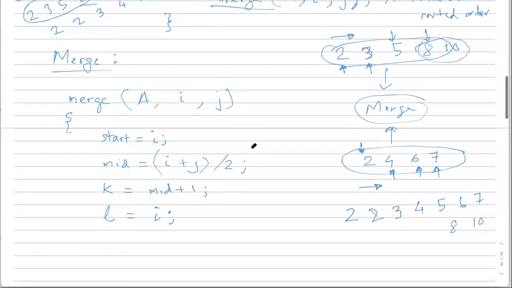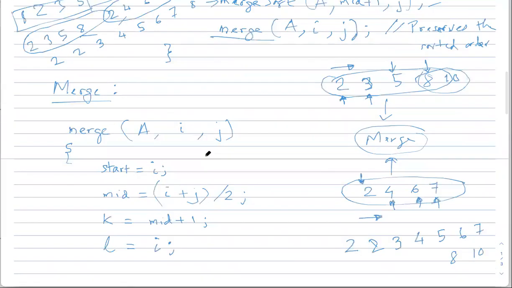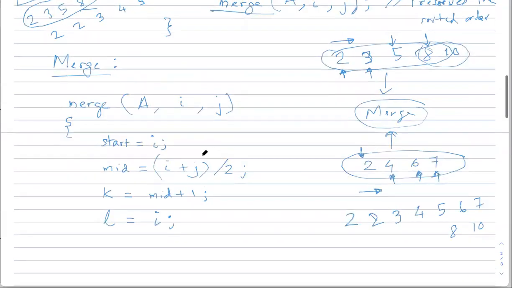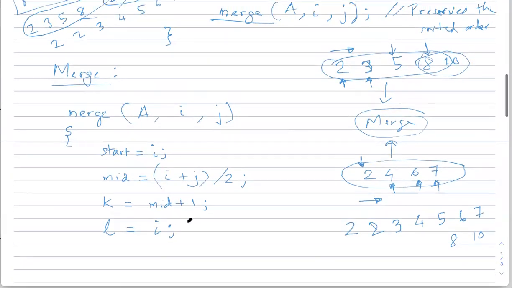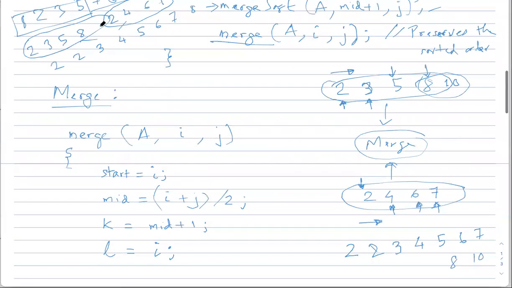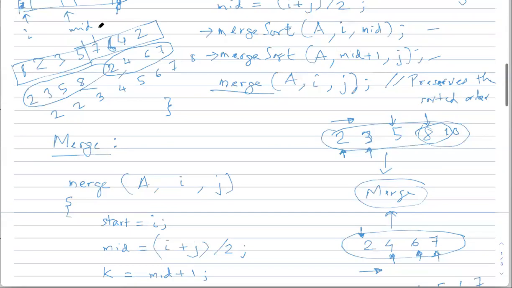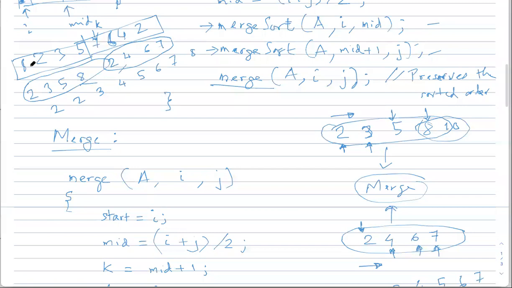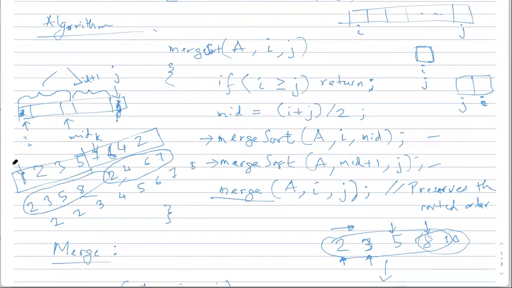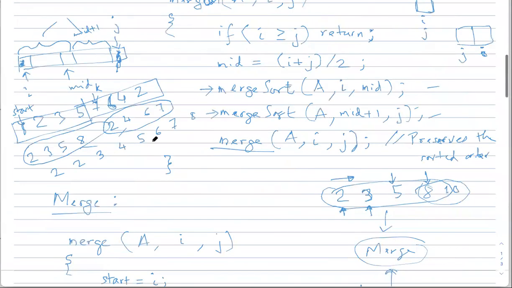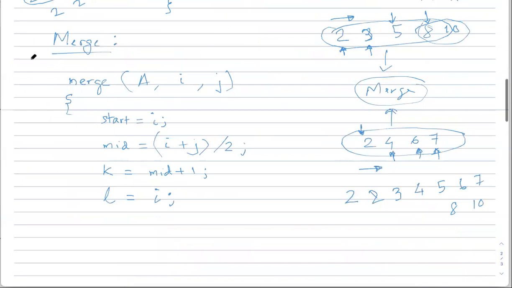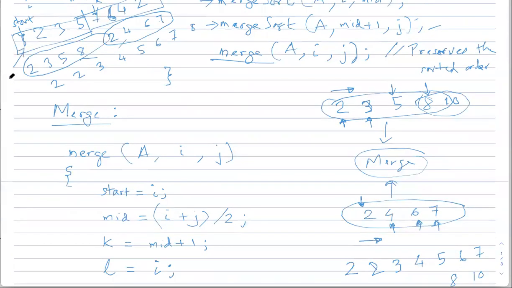Okay. So what did we do here? We essentially divided it into two pieces, one which starts at mid plus 1. So k is going to begin here. This is our k because this is mid plus 1, right? And then start is here. So this is our start. So k is here, the start is here, and L is also pointing to the same start node.